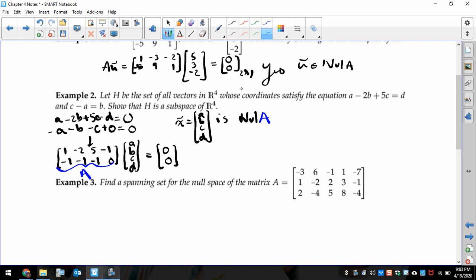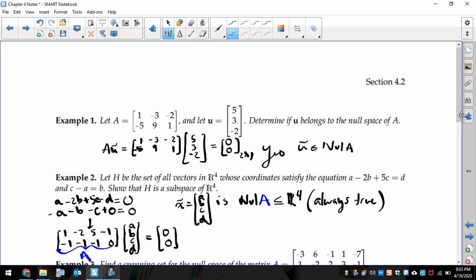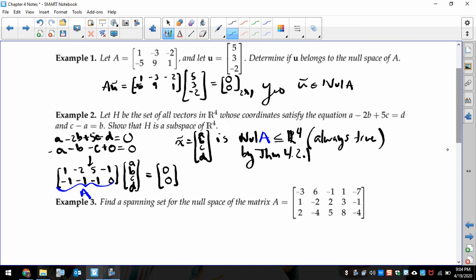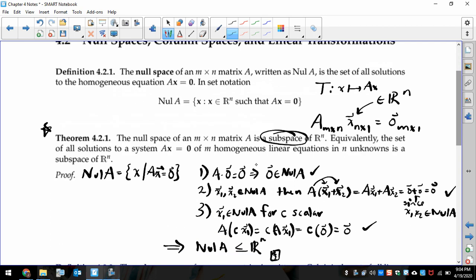And the null space is always a subspace. It says show that it's a subspace of R4, so null A is a subspace of R4. This is always true, and we could even go back to our theorem to show that, theorem 4.2.1. It doesn't matter if these columns are linearly independent or anything like that. What really matters is that the null space contains the 0 vector. It also has to be closed under addition and scalar multiplication, which is what we have shown already. The null space is always a subspace.